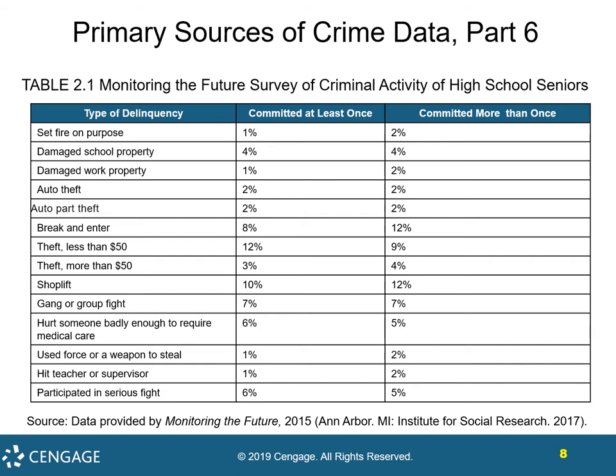And this is Table 2.1, which is titled Monitoring the Future Survey of Criminal Activity of High School Seniors. Not all high school seniors are going to be straightforward and perfectly honest about activity that they might have participated in, even though it is anonymous. And you can see here, it's mostly reliable, and you can see here along the left column, the type of delinquency. In the center column, whether or not it was committed at least once, and on the right hand column, whether or not it was committed more than once. So it does help spot trends, but again, there is always a little bit of ambiguity in terms of how honest the respondents are going to be, whether it's anonymous or not.